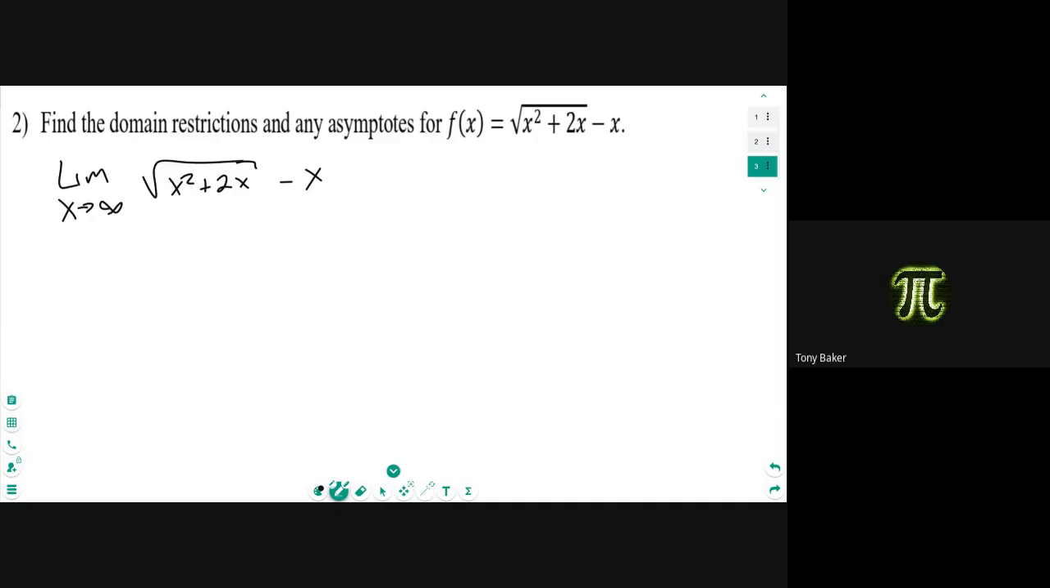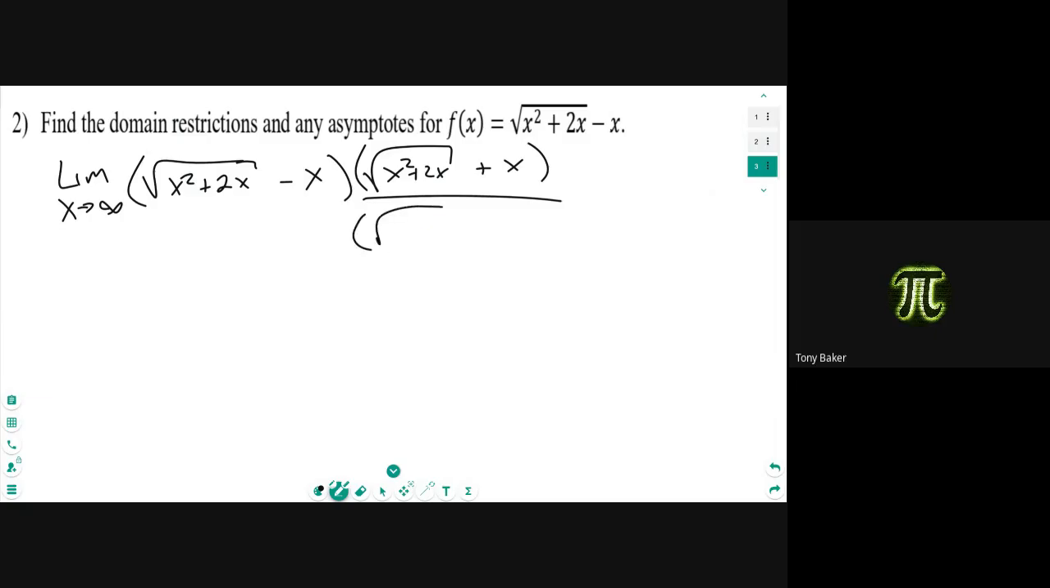So I would do the conjugate first, because the way it's set up right now, I can't do L'Hopital's rule, because I don't have a numerator and a denominator. To do L'Hopital's rule, I need that. So no matter what we do, we're going to have to do the conjugate pairs to get it to do something. So let's look at a conjugate pair for this one. I'm going to multiply the top and the bottom by the square root of x squared plus 2x plus x.